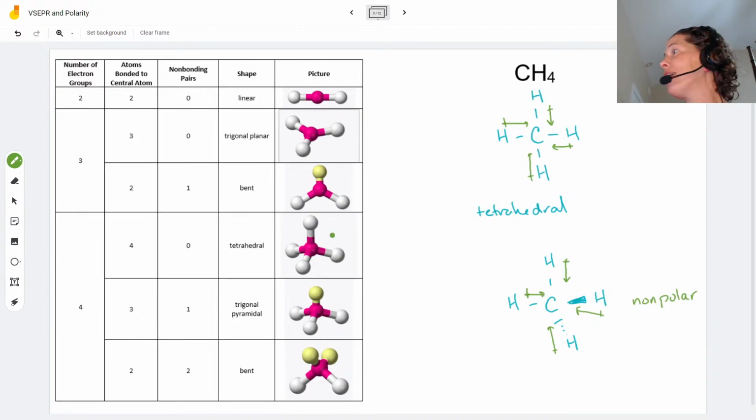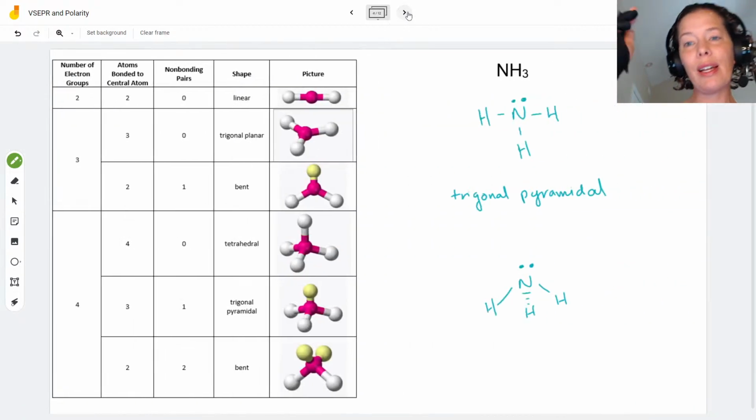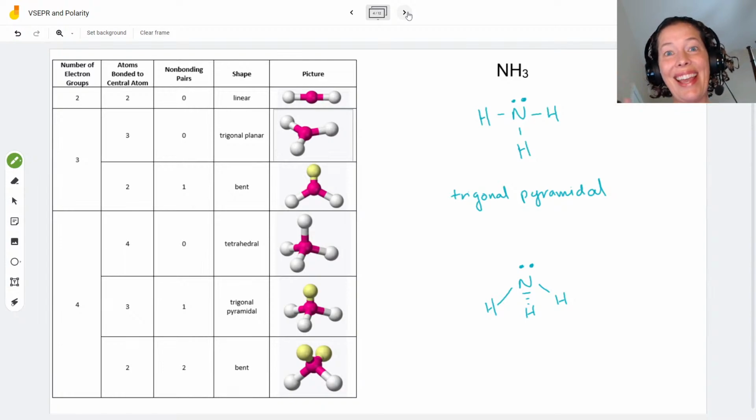I know it was a little hairy. Any questions about that one? Yes, this is definitely a long problem, but we're done. So yay for methane being done. Let's go on to ammonia.